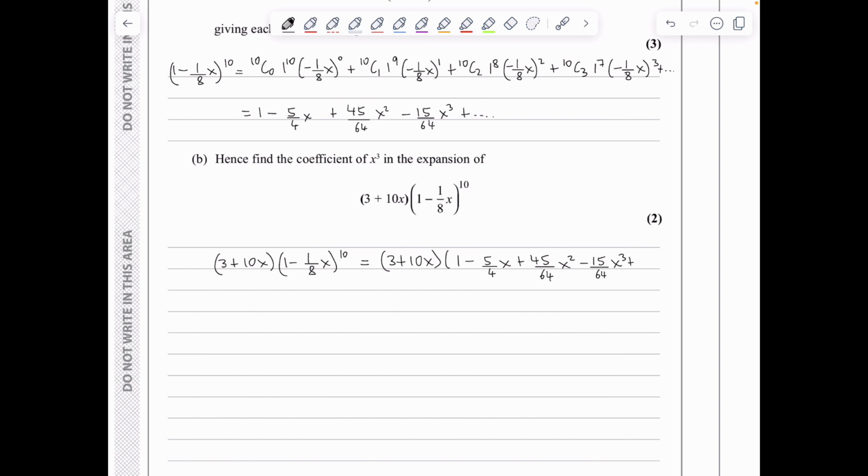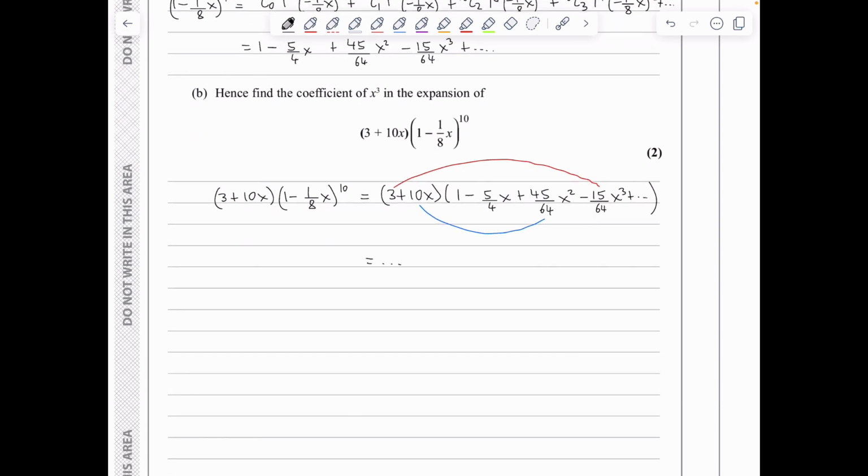x cubed. Remember, we're trying to determine the coefficient of x cubed, and we need to figure out which combinations will give me an x cubed term. So we've got the constant times the x cubed term and the x times the x squared term, giving me an x cubed term. So this expansion will be dot dot dot plus 3 times the minus 15 over 64 x cubed plus 10x times 45 over 64 x squared plus dot dot dot. I simply ignore the other terms.